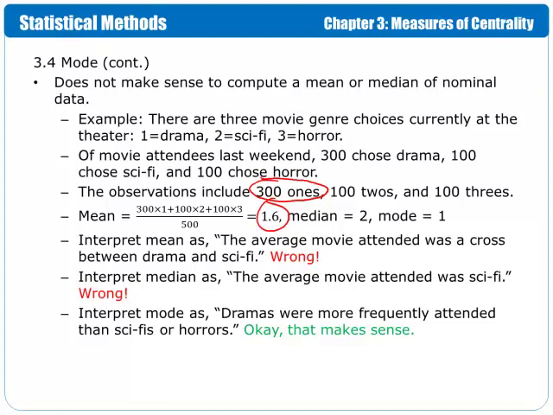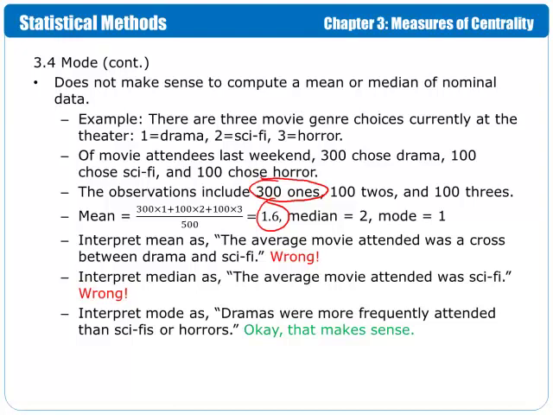You can look at the interpretation of the median as the average movie attended was sci-fi, because that was the middle value. But that's wrong too. Sci-fi was not viewed any more or any less than horror movies. So why would we say sci-fi versus horror movies? The only reason it came up as the median is because that's how we ordered the values: 1 for drama, 2 for sci-fi, and 3 for horror. Because sci-fi was in the middle, that's the one that came up as the median. But we could have just as easily called horror number 2 and sci-fi number 3, and then the median would have been horror movies. So it doesn't make sense to find a median for nominal values either.